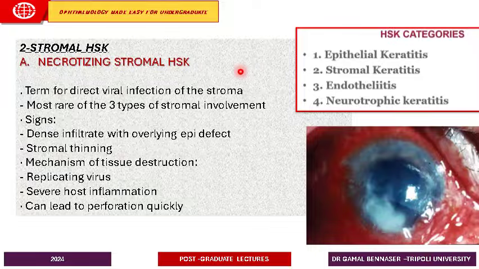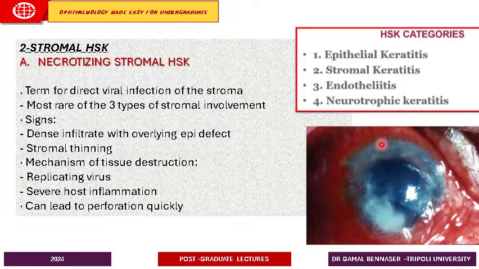Now, the first type of the stromal keratitis is the one which is due to active invasion and multiplication of the virus itself, which is known as necrotizing stromal keratitis. Although it is rare, it is very serious and can lead to a disastrous outcome in the form of melting, thinning, and even perforation. And usually the inflammation is due to active multiplication of the virus itself and due to the inflammation induced by the host immune system itself.